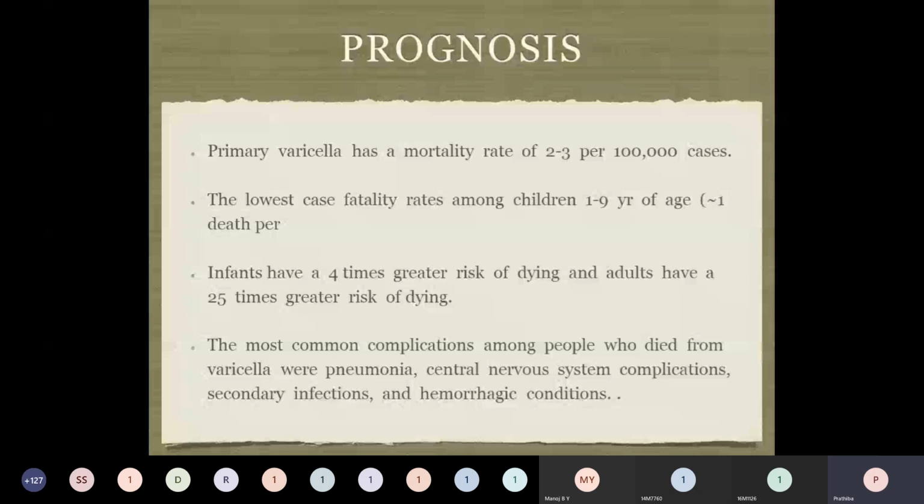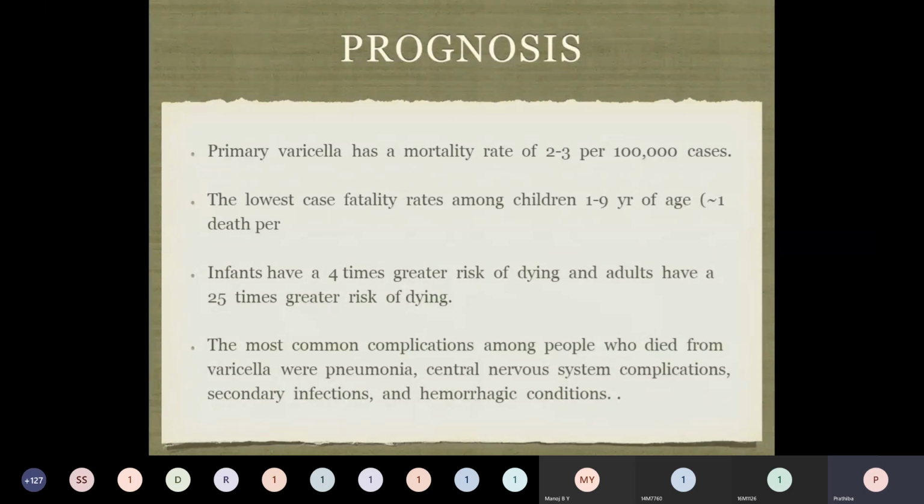So what about the prognosis? Primary varicella has a mortality rate of 2 to 3 per 100,000 cases, and it has the lowest case mortality rates among children 1 to 9 years of age. Infants have a 4 times greater risk of dying, and adults have a 25 times greater risk of dying. That means adults have a worse prognosis compared to children.